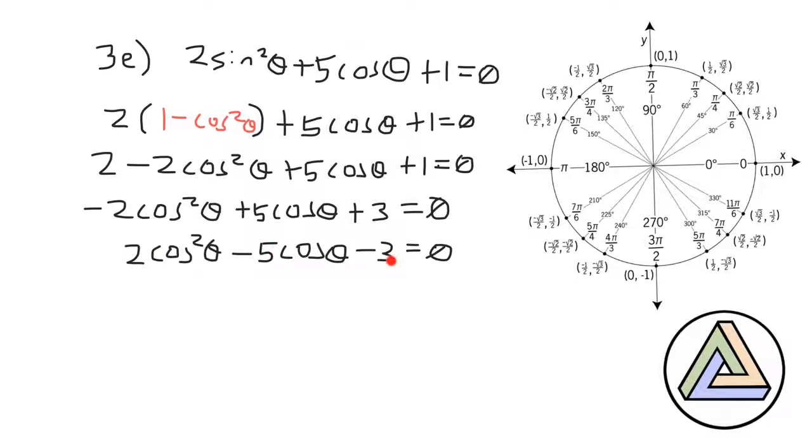Well, actually, let's do u substitution. So we're going to replace cosine with u. So this becomes 2u squared minus 5u minus 3 equals 0. That makes things a lot less complicated. Just temporarily replace this cosine with a u, and therefore cosine squared would be u squared. And then the question is, is this factorable?